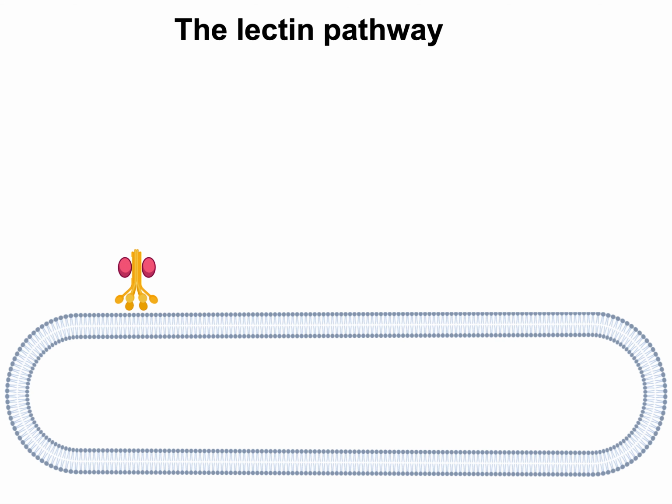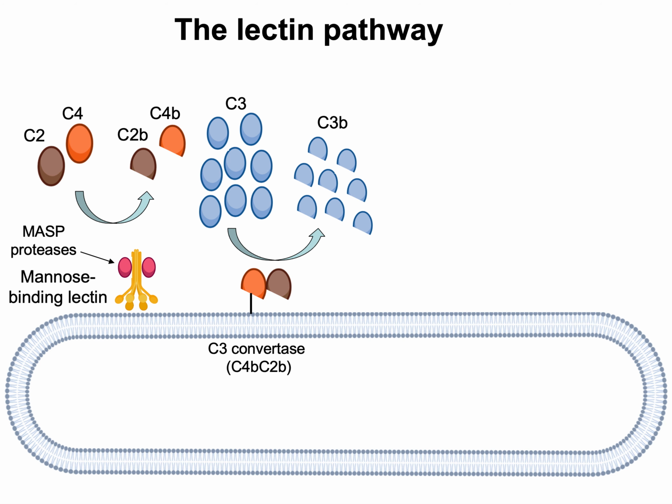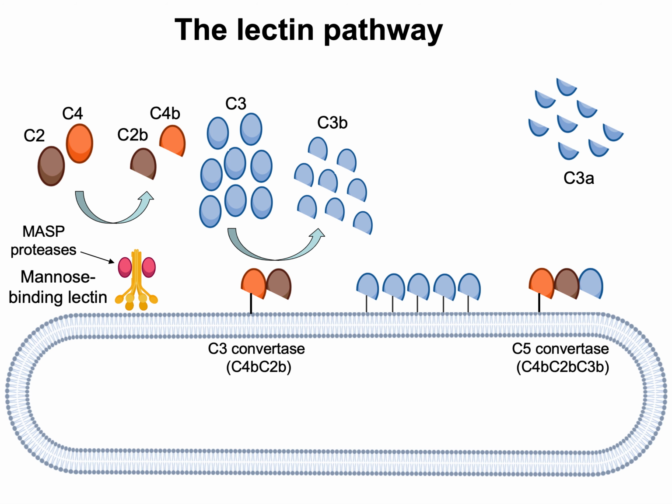The lectin pathway happens when mannose-binding lectin binds directly to carbohydrate molecules on the surface of bacteria. This mannose-binding lectin is associated with certain proteases called MASP proteases. And these MASP proteases lead to the cleavage of C2 and C4 into C2b and C4b, leading to the formation of a C3 convertase that then cleaves C3 into C3b and C3a, coating of the pathogen with C3b and the formation of the C5 convertase.